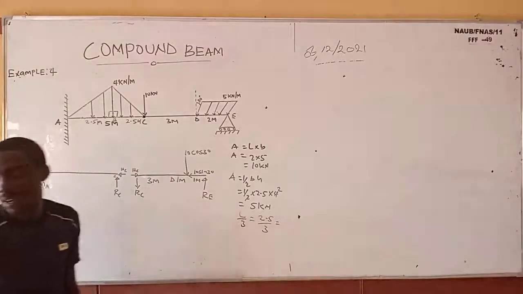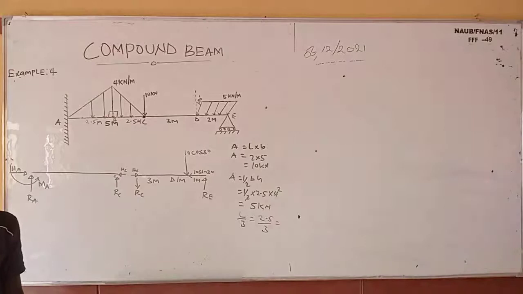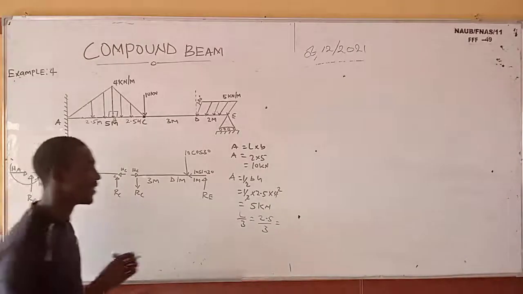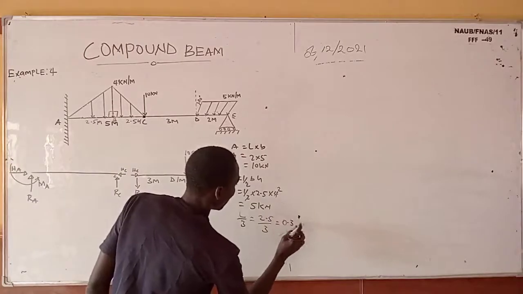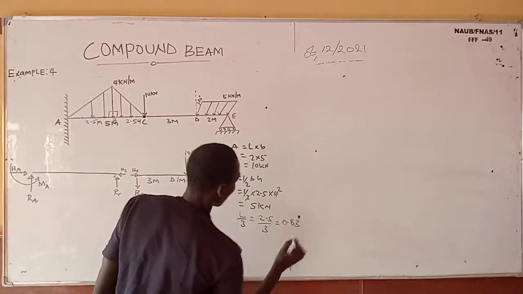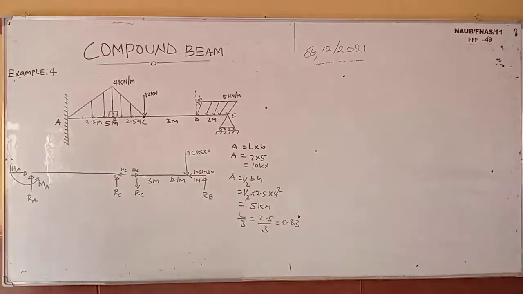And 2.5/3 is nothing but 0.83. Press your calculator to confirm that. 0.83. Okay, so now let's do something.